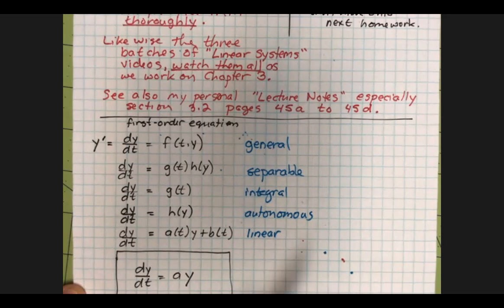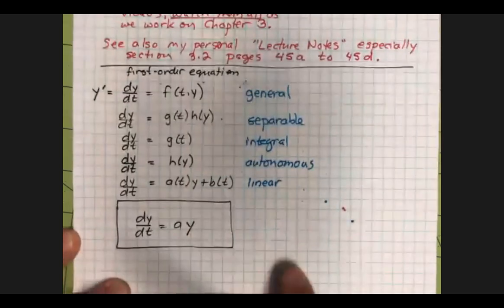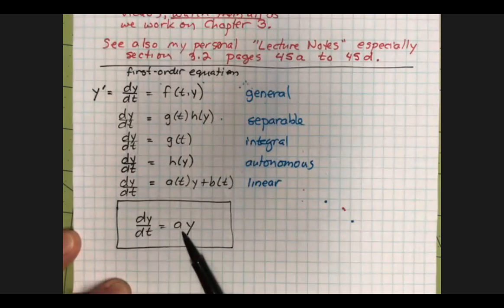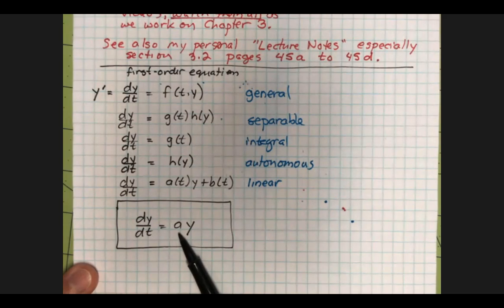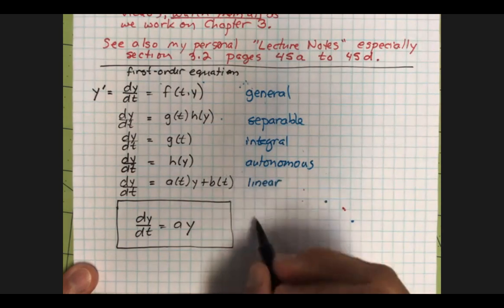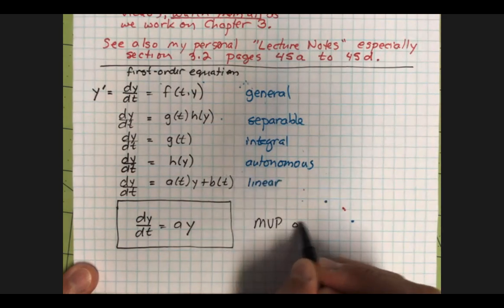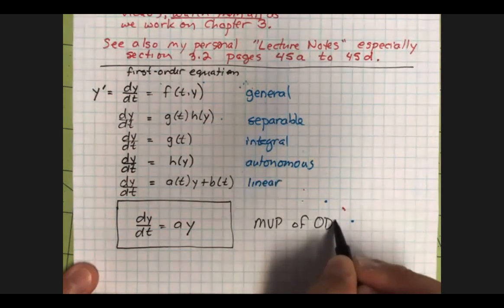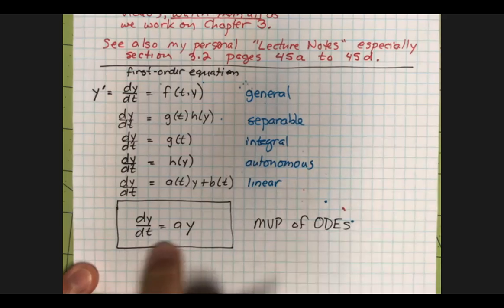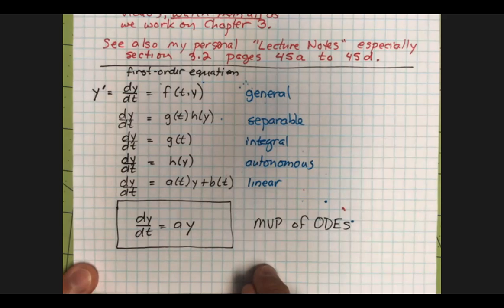Now, I want you to think about this equation right here. And here the A is a constant and not a function of t. So you could call it a constant function of t if you want, or just a constant like 3 or 7 or 12 or 1/5. This was the MVP of ODEs. And you can solve those on sight. You can look at one of those and just write down the answer given an initial condition. You don't even have to do the work. You know how to do that. If not, you haven't watched this video.